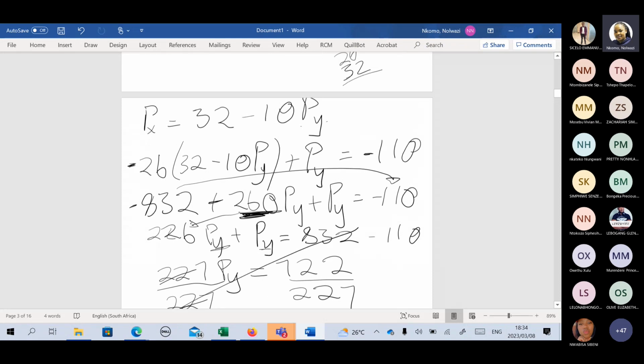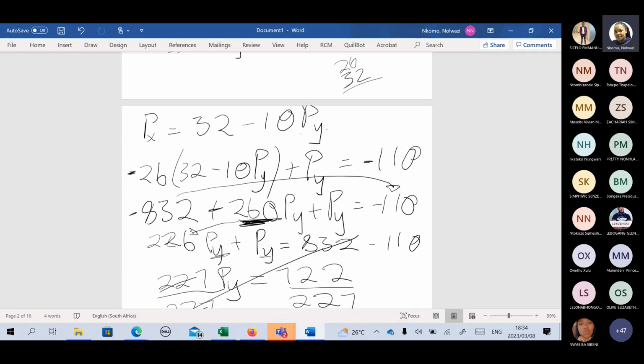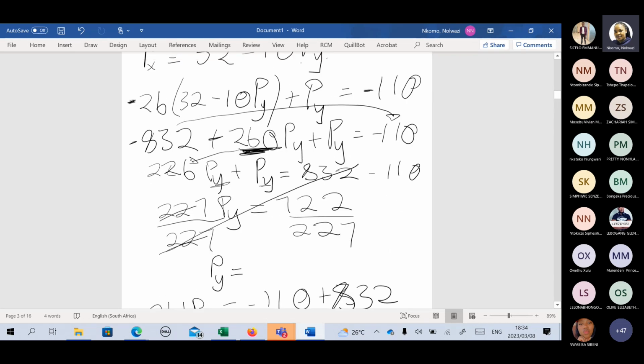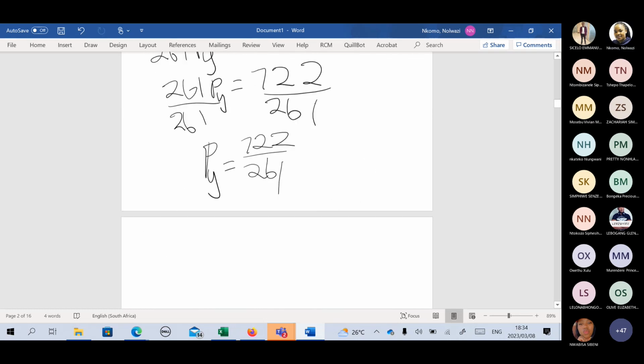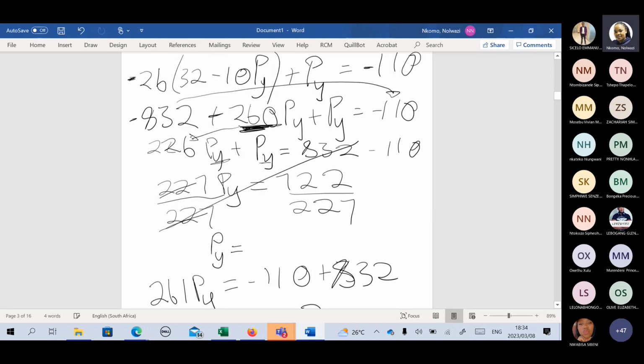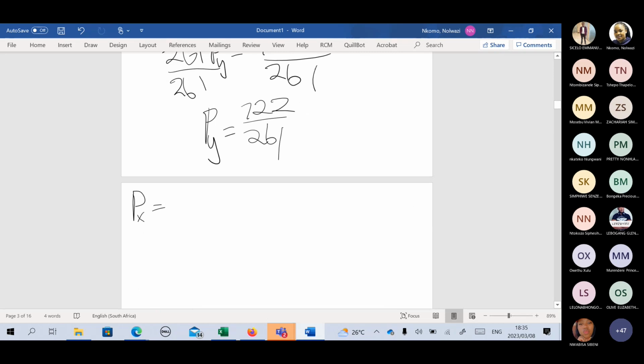Okay, we said our PX is equal to 32 minus 10 times PY, right? So since we have PY, we can substitute PY here, and then we solve for PX, right? So we have PX equals 32 minus 10 times 722 over 261, right? Please check this one for me.